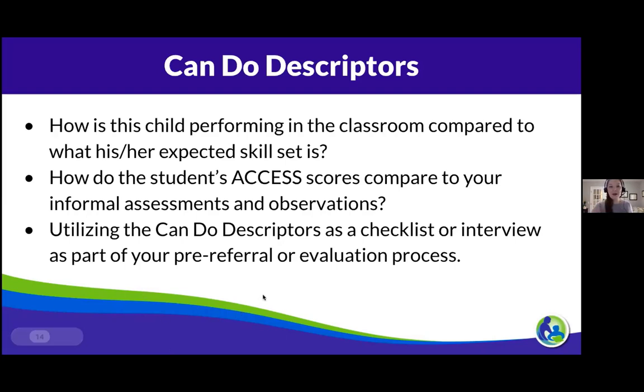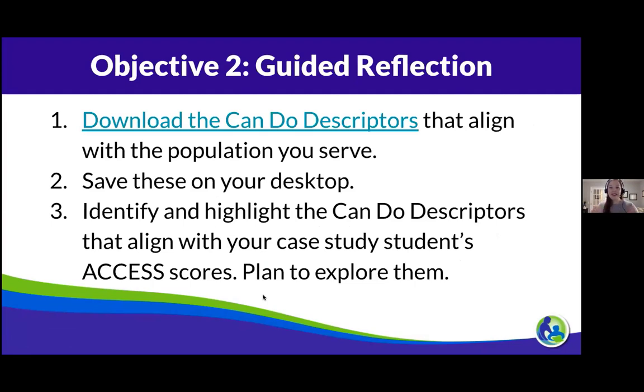Okay, so what I would like you to do is take the time right now, if you haven't already, to go to the participant folder and download the can-do descriptors that align with the populations that you serve. So pull those grade level clusters down. If you think you'll be sharing them with others, feel free to download the whole folder. I did give you one folder for the original, and then I also gave you another folder for the key uses. So you can go ahead and pull those down.